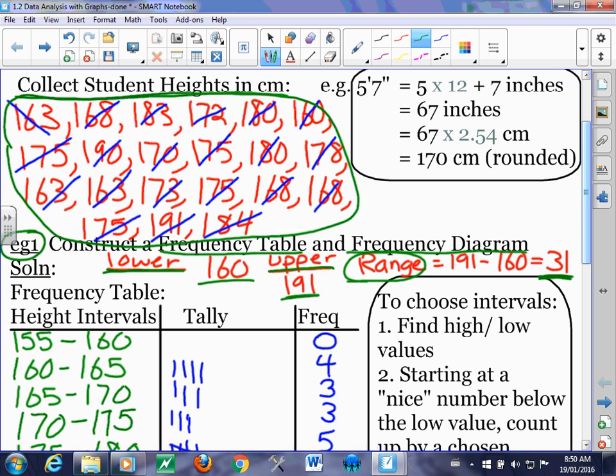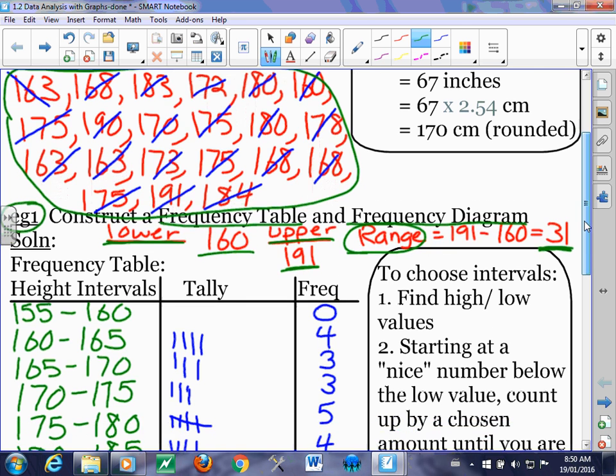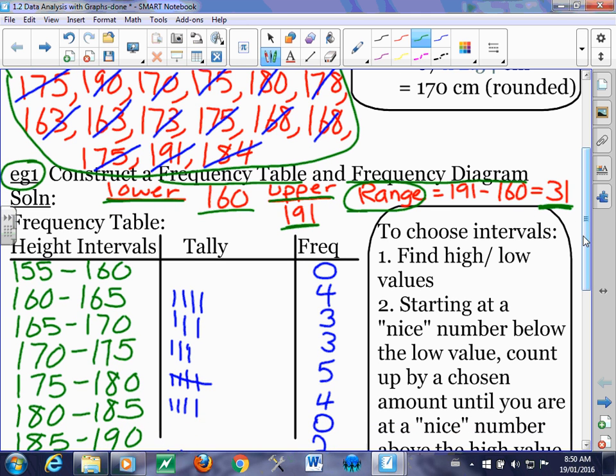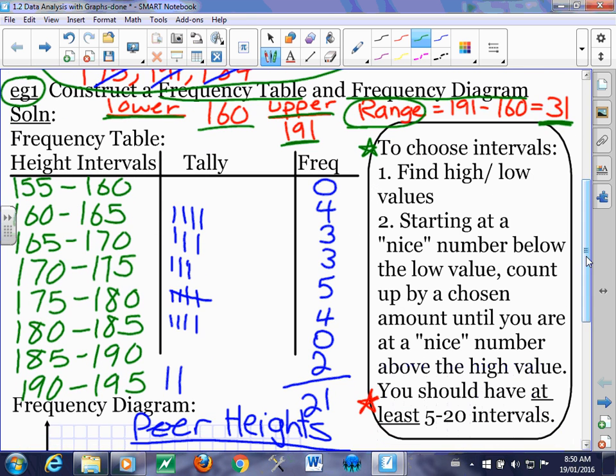All right, once we've found the largest and the smallest, we now want to choose an interval. Make sure you write this down on how to choose intervals, because this is something you'll be tested on for your upcoming assessment. Number one, find the high and low values like we did. Number two, start at a nice number below the lowest value. So we've got 160, and we're going to start at 155.